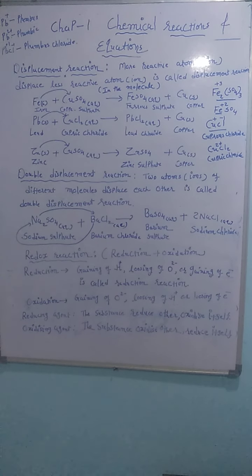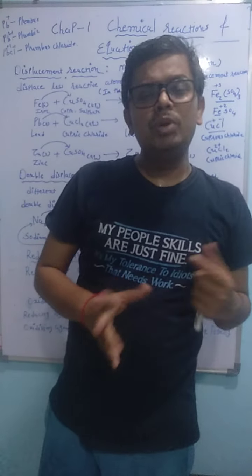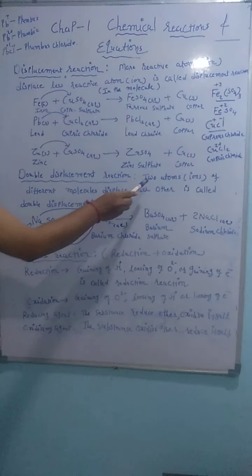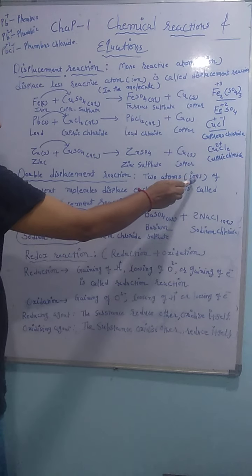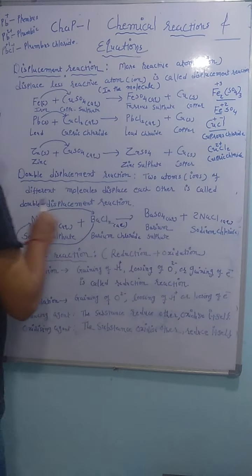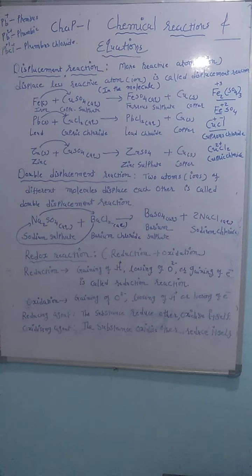Okay. Now we are going to learn about another reaction that is called double displacement reaction. Okay, students, remember that double means 2. If 2 atoms are displaced from 2 different molecules, then it is called double displacement reaction. So check here: 2 atoms, ions, they all are in the form of ions. Ions means what? Positive ion and negative ion. 2 atoms of different molecules displacing each other is called the double displacement reaction.